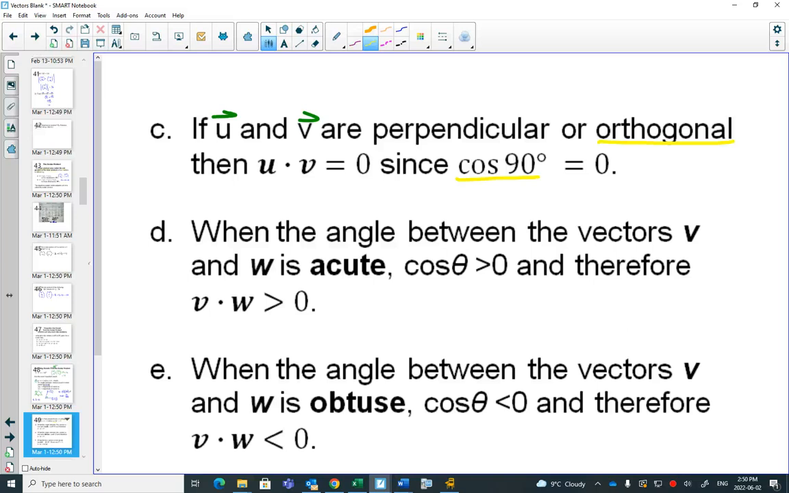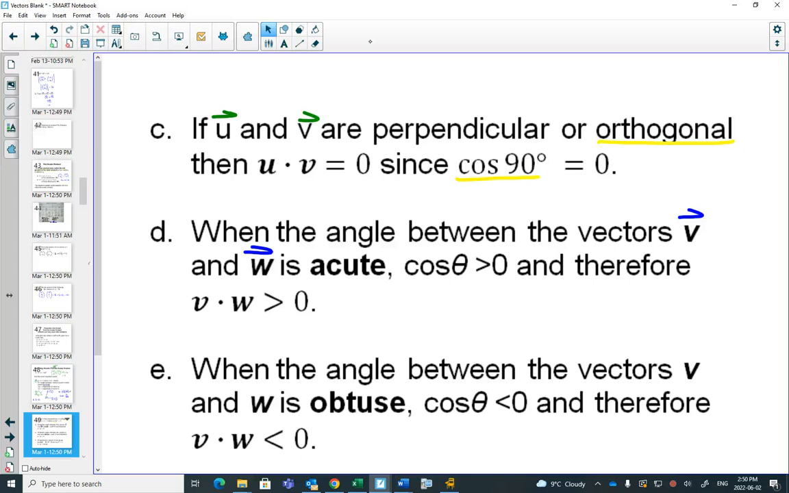When the angle between 2 vectors v and w, or u and v, or whichever letters you want, is acute, meaning less than 90 degrees, that means that cos has to be greater than 0, because cos in quadrant 1 is positive. And so your dot product has to be positive. If your dot product is positive, then the angle between your vectors is less than 90 degrees.